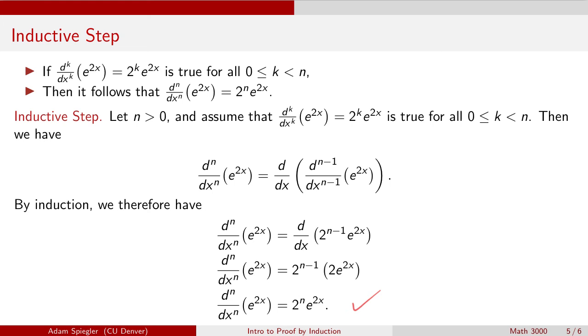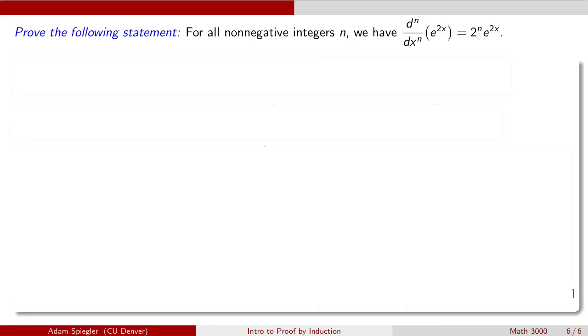So on the last slide, I just want to show how you could write up all of this work in one nice, clean proof. So we started with the following problem. We wanted to show that for all non-negative integers n, the nth derivative of e to the 2x is 2 to the n times e to the 2x.